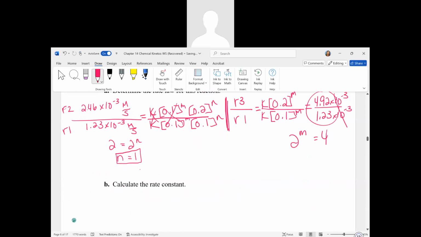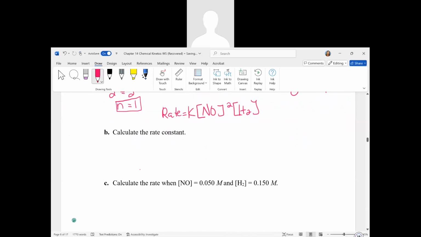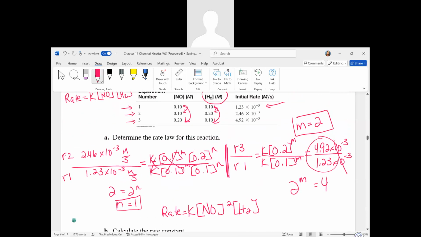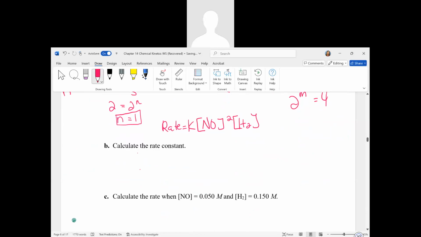So overall, we end up with a rate law that would look like this. The rate is equal to K times NO squared and H2 to the first power. So this is our rate law that we can use to calculate the rate constant in this next part of this calculation here. So we're just going to take some data from any one of these experiments. So let's use experiment 1. That shows the rate is 1.23 times 10 to the negative 3 molar per second. And then we're going to solve for K.